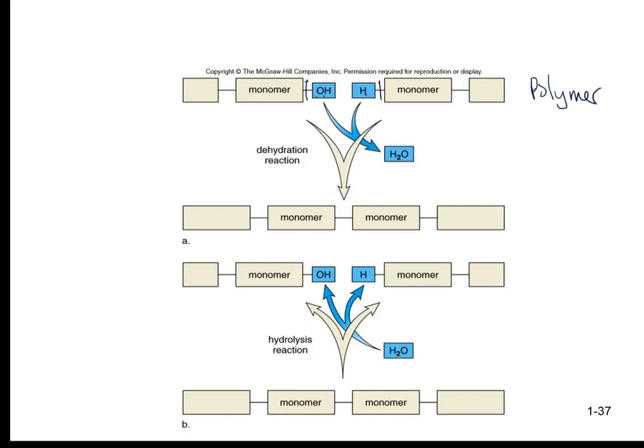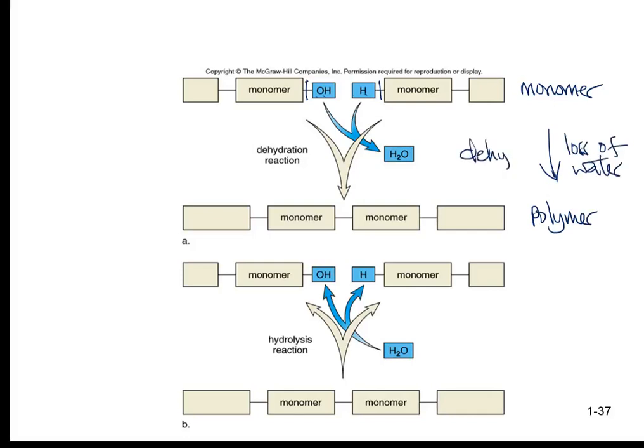So this is a polymer, and this is a monomer, not polymer. So we have a monomer here. And the monomer is forming a polymer through loss of water, which we call dehydration.